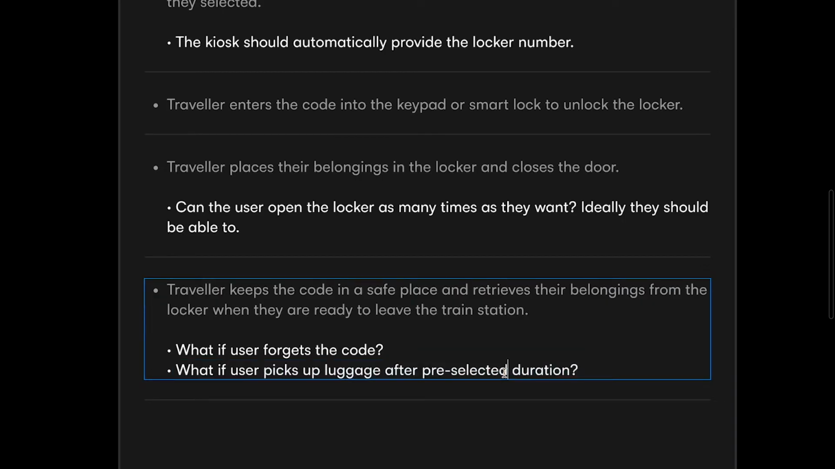Or maybe the better way to say this is, picks up the luggage after the expiry of the duration, right? So maybe I set the locker for 4 hours, but what if I come and pick it up after 5 hours? What happens then? How is that edge case considered? These are all questions that I have.